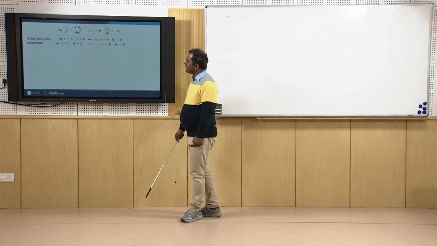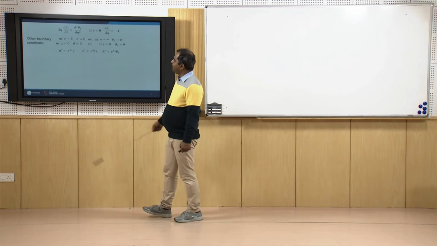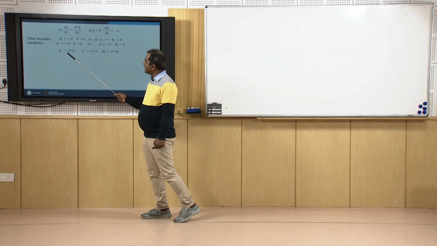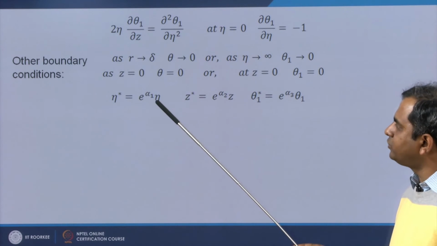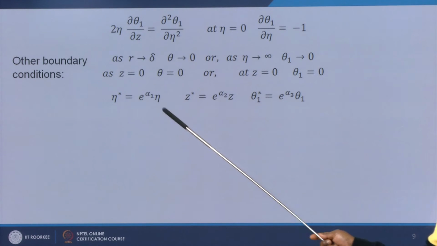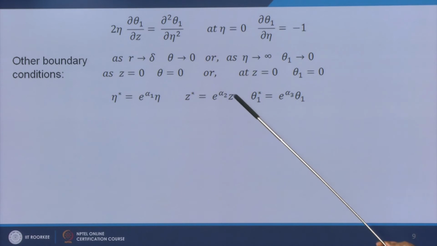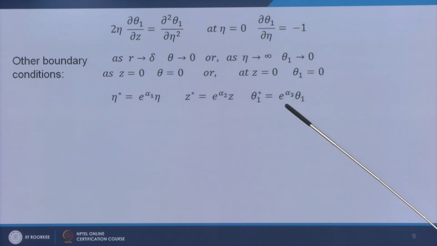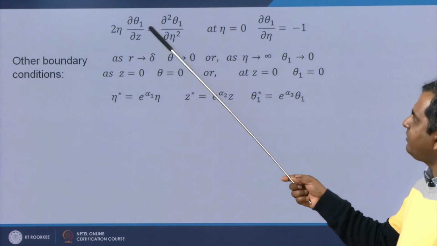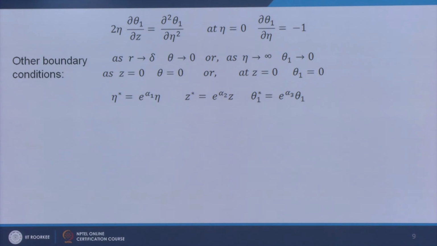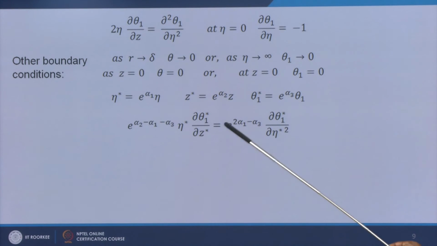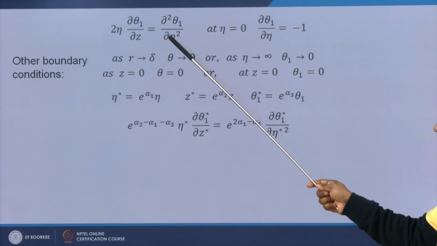Let us now try to get the similarity variable once more between eta and z. So, first let us try star quantities. Eta star is equal to e to the power alpha 1 into eta, z star is equal to e to the power alpha 2 into z, and theta 1 star is equal to e to the power alpha 3 into theta 1. And first we need to find all these derivatives. We have to replace all these theta 1's in the equation as well as the boundary conditions. For that, let us put these star quantities in the equation first.